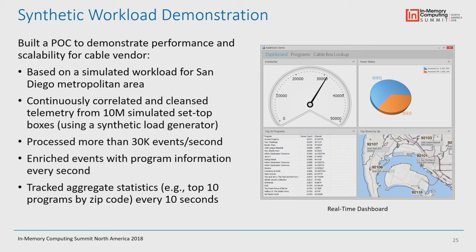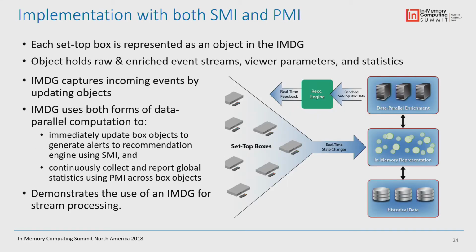In any case, we were able to demonstrate 30,000 events per second and being able to look at all the viewers by most popular programs by zip code. That's for San Diego. And then also to drill down and look at all of the details about a given cable viewer. So what we're doing here is combining, I think I glossed over this, SMI to handle the events, single method invocation, and parallel method invocation to find the most popular programs by zip code.